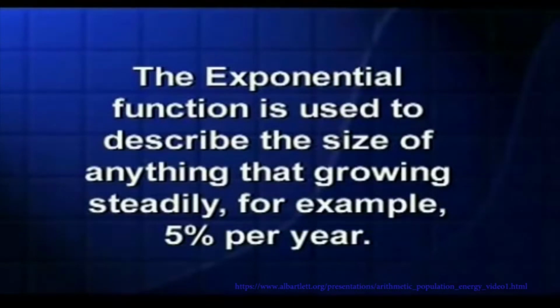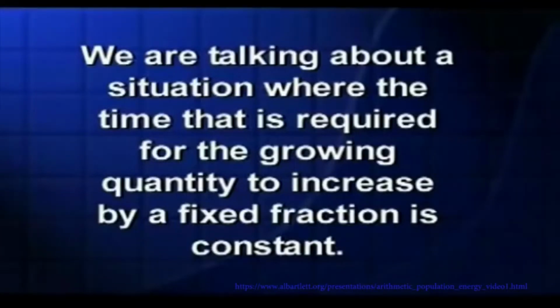If you had something growing 5% per year, you'd write the exponential function to show how large that growing quantity was year after year. And so we're talking about a situation where the time that's required for the growing quantity to increase by a fixed fraction is a constant. 5% per year, the 5% is a fixed fraction, the per year is a fixed length of time. Now that's what we want to talk about, it's ordinary steady growth.